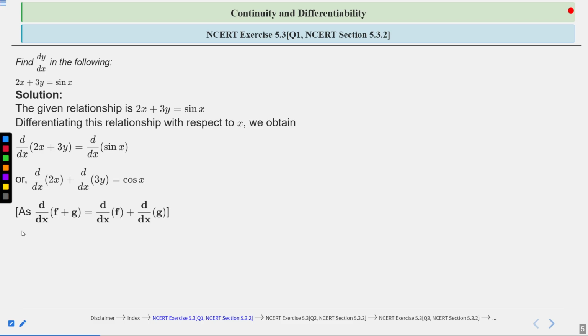As we know that d/dx of (f plus g) is equal to d/dx of f plus d/dx of g, right? Clear? After solving this, we will get 2 plus 3 dy by dx is equal to cos x, right? Okay, let us move.